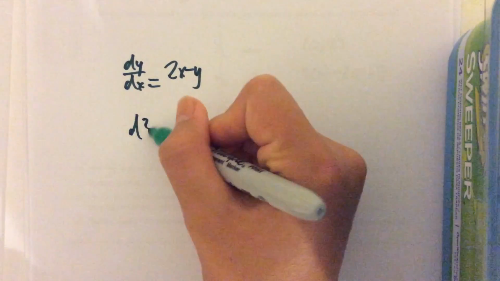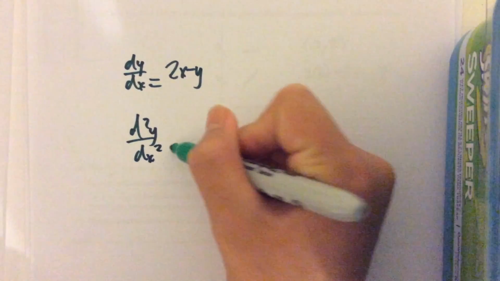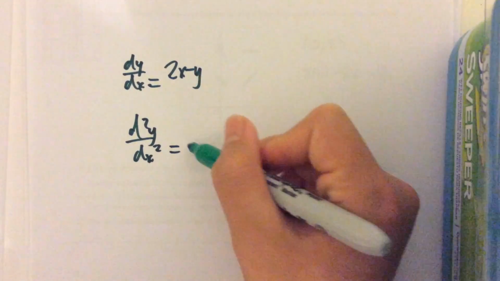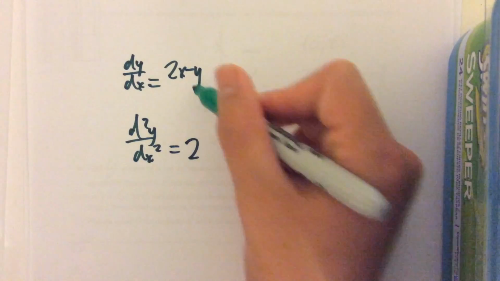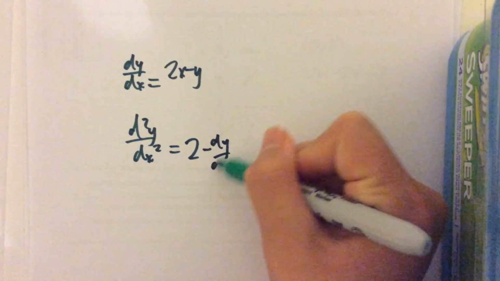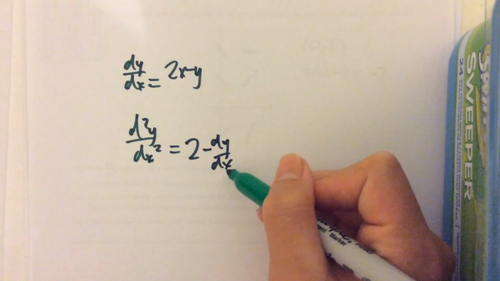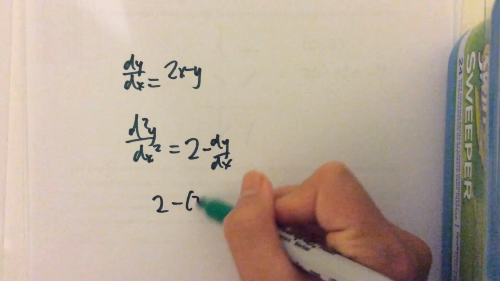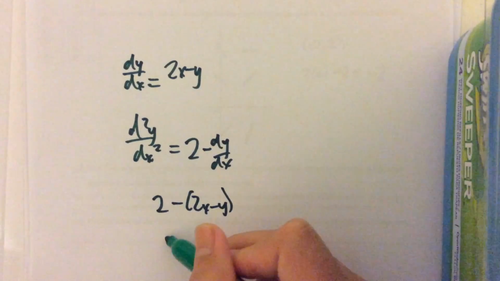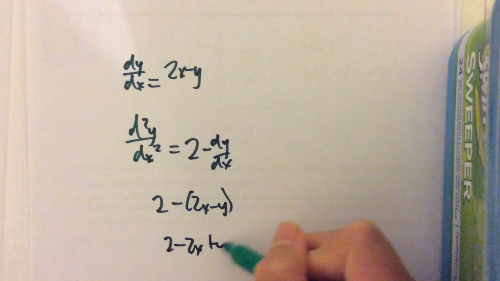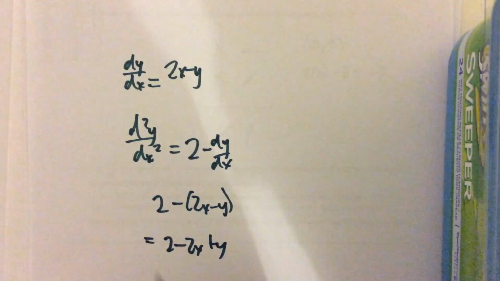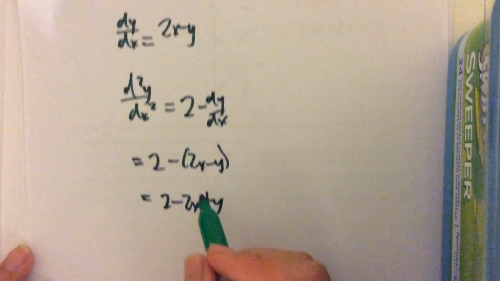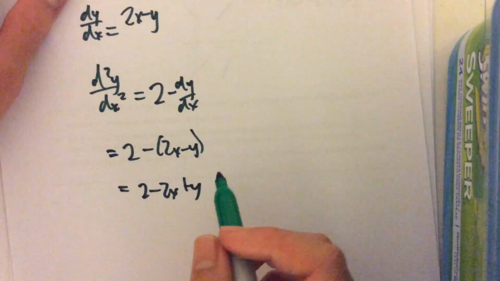The second derivative is the derivative of 2x, which is 2, minus the derivative of y, which is dy dx. Then we can substitute in dy dx because we already know it. So that would be 2 minus (2x minus y). And that's 2 minus 2x plus y after simplifying. Then the second part asks for the concavity in the second quadrant.